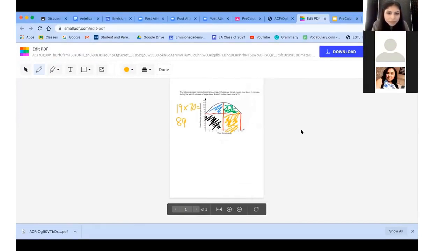Why are you zooming out? I'm gonna screenshot it. Yeah, but you can barely see.